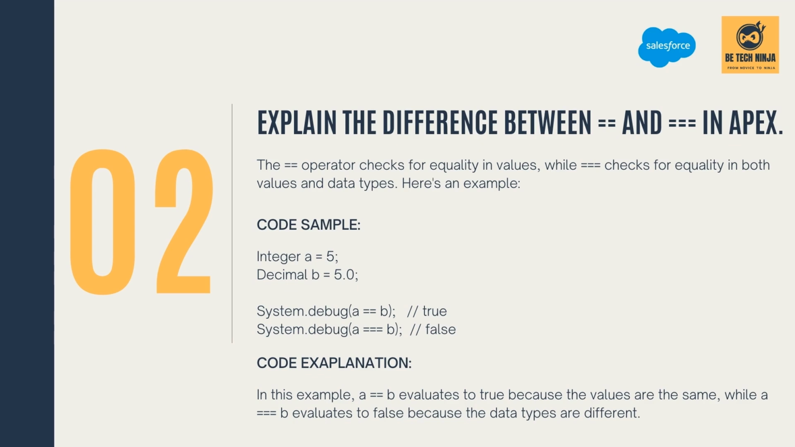Question: explain the difference between == and === in Apex. The == operator checks for equality in values, while === checks for equality in both values and data types. Here's an example.